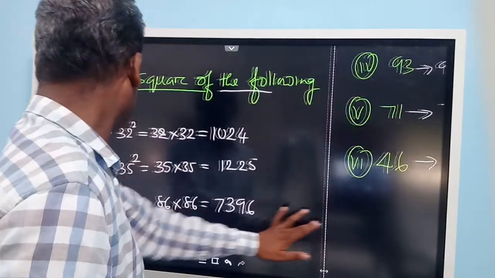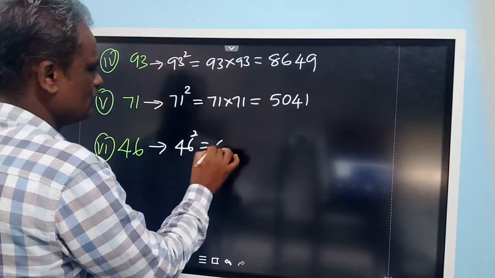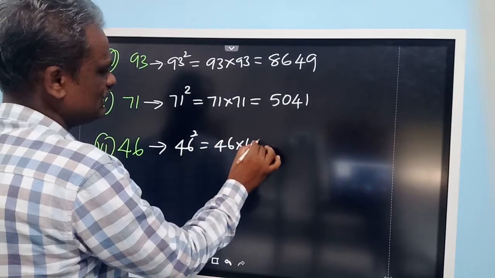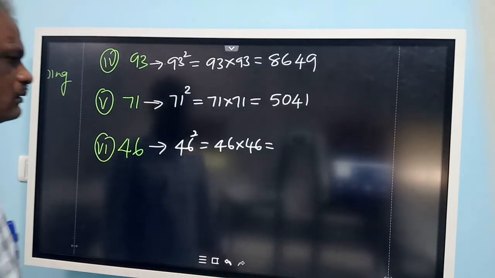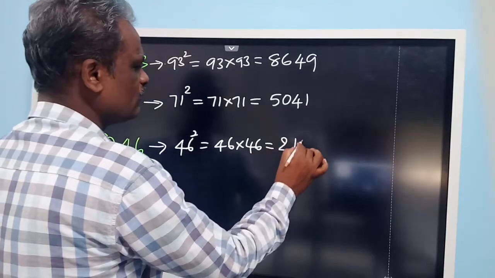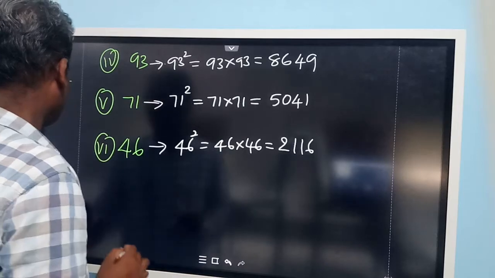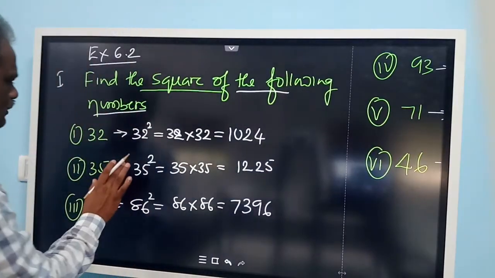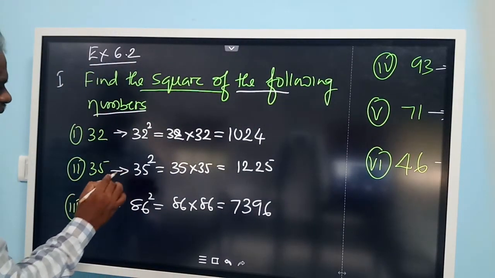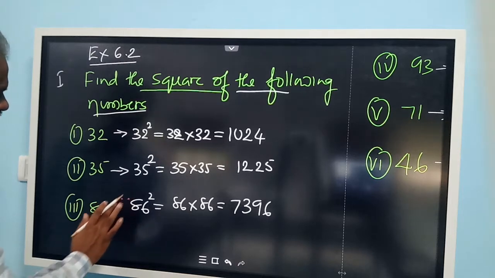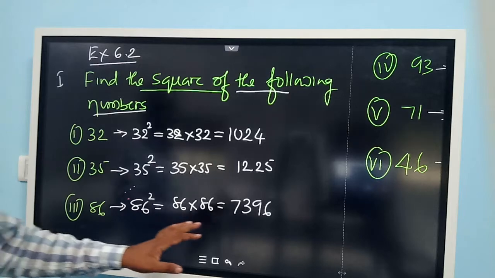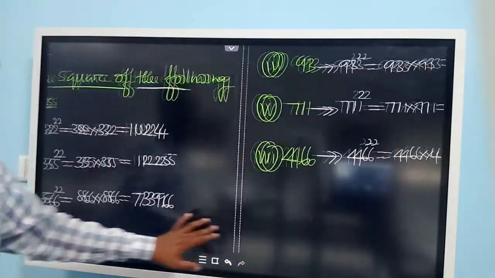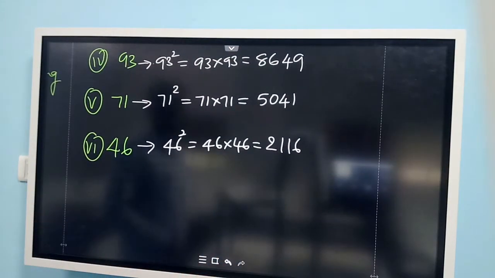The last number is 46 squared. 46 into 46, multiply this. It is 2,116. So here don't write an equal sign, just to show that 35 cannot be equal to 35 squared. So these are the squares of the given numbers.